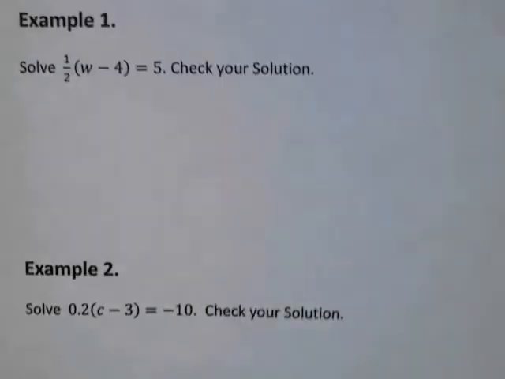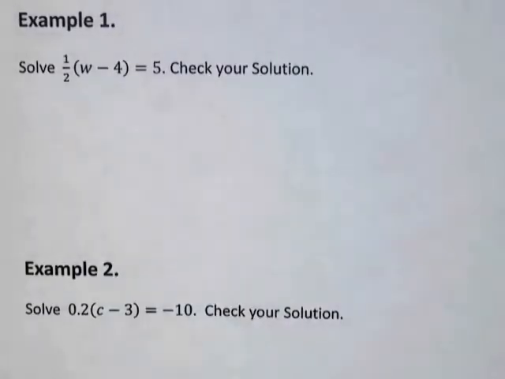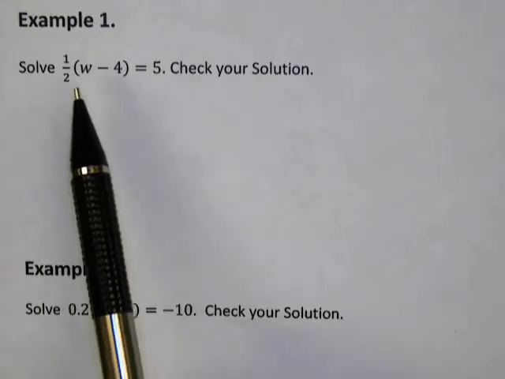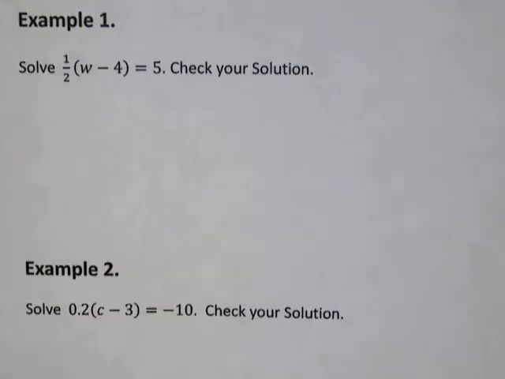Example 1 says to solve 1/2 times (w minus 4) equals 5, and then check our solution. Okay, so remember the first thing to do when we're solving two-step equations, we have to work in reverse PEMDAS order, okay? And so reverse PEMDAS order says we need to subtract and add. However, there's nothing to subtract or add except what is in the parentheses, and remember parentheses is last. Therefore, we can get rid of any multiplication or division.